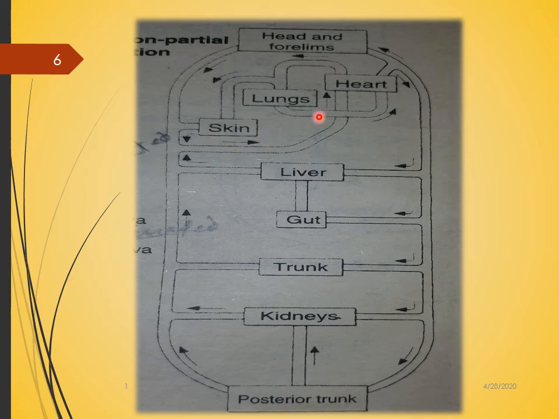Dear students, here you can see the incomplete double circuit of the frog heart. The heart pumps blood towards the lungs in this way, and from the lungs blood again moves towards the heart. This is known as the pulmonary artery, and from the lungs blood again moves towards the heart. This is known as the pulmonary vein, and again the heart pumps blood to different parts, lower parts and upper parts.